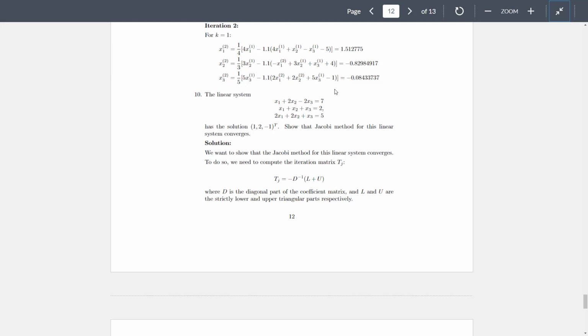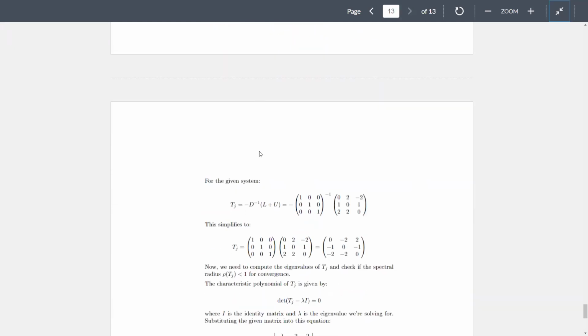Write down the formula, right? That is the negative inverse of D times L plus U. And for this question, you actually need to do the actual calculations. So what I'm going to do here is the actual calculation, and this is my D, the diagonals of the matrix A in this system of linear equations. And this is the L plus U in this linear system of equations.